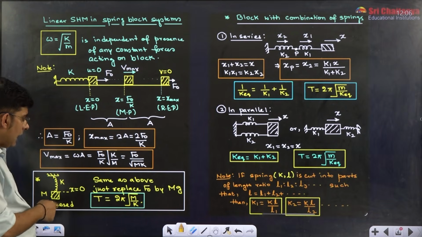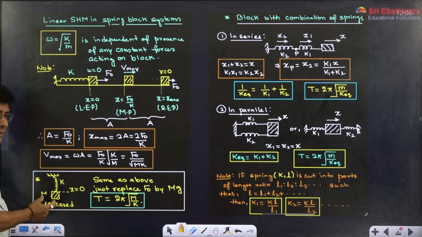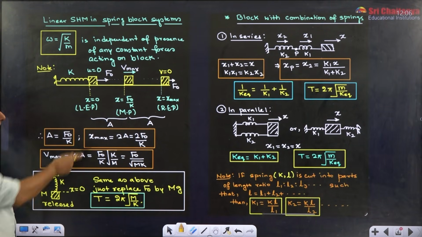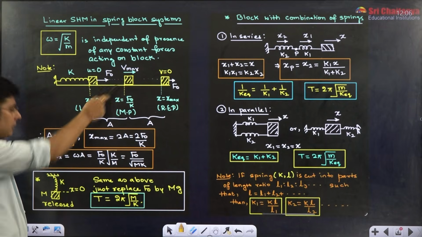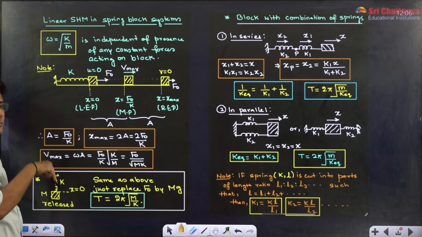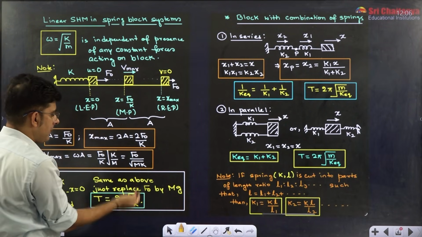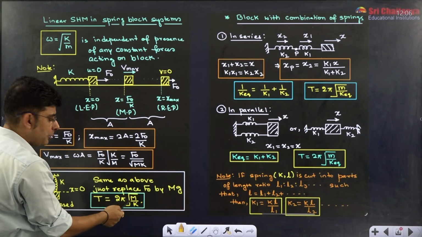Okay. Now sometimes they will say that the block is suspended vertically and released from the relaxed state of the spring. So this case is exactly the same as this, only in place of F naught, now you have a constant force mg acting. So just replace F naught by mg. So you will see the time period is 2 pi root m by k.